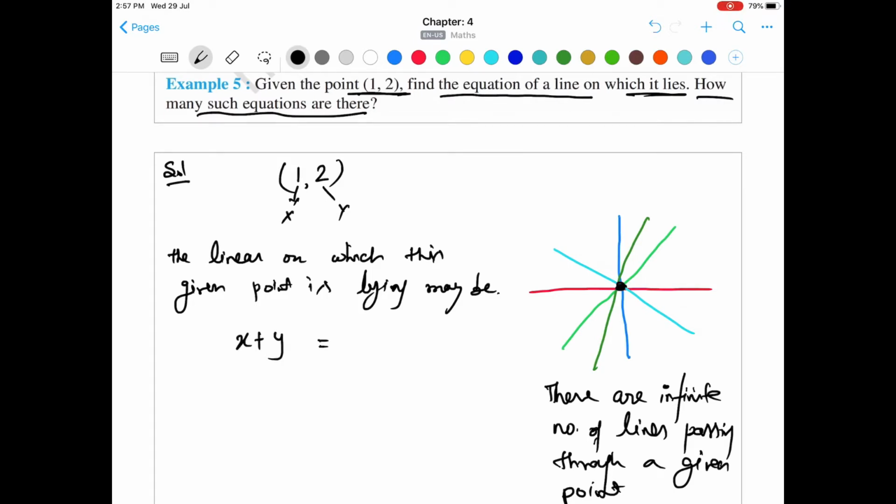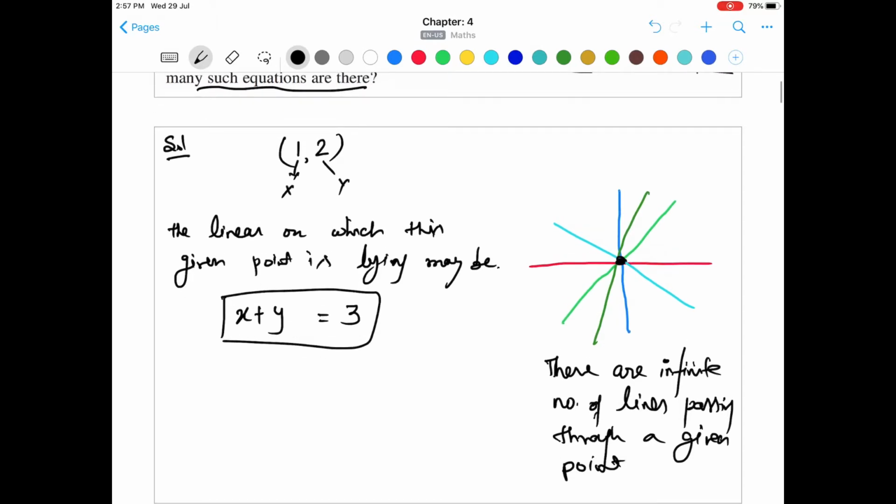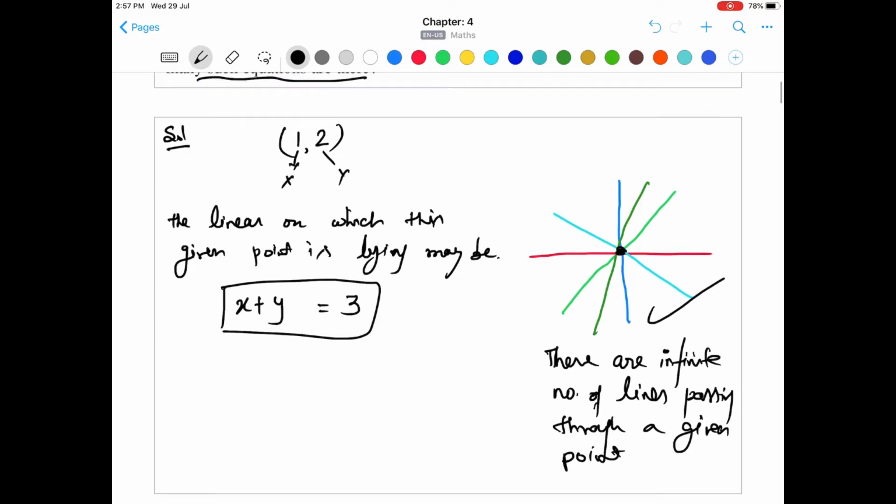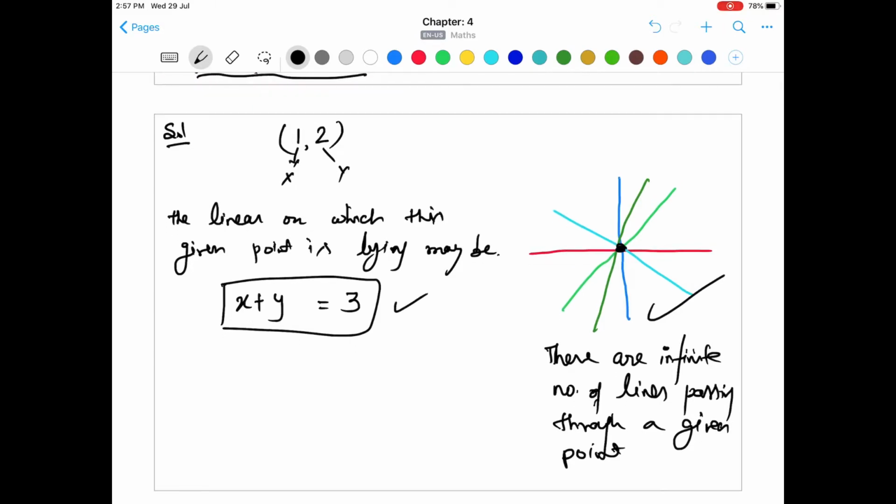When you add x plus y, we are given that the x coordinate is 1 and the y coordinate is 2, so 1 plus 2 will be 3. So x plus y equals 3 is an equation on which this point is lying, or you can say this (1, 2) is the solution of this given equation. As I said, we can draw infinite number of lines passing through this given point, so this is not the only equation true for this point.